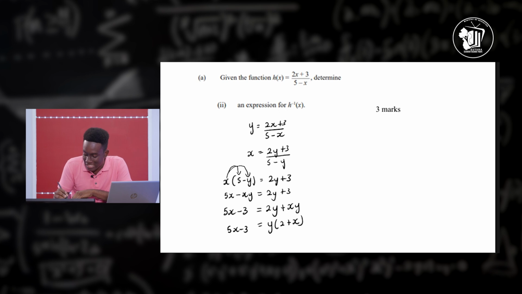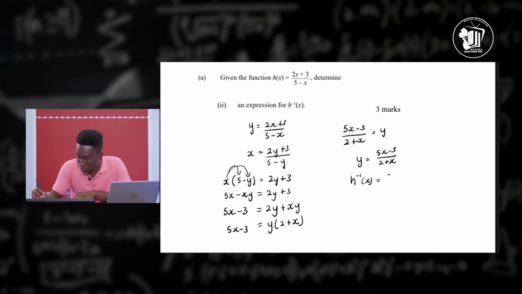So the last step, we just take over the 2 plus x, which is multiplying. When we take it over, it will divide. So we'll have 5x minus 3, all divided by 2 plus x, is equal to y. And last but not least, we write this as y is equal to 5x minus 3, all divided by 2 plus x. Now we replace y with the thing we wanted to find, which is h inverse of x. And this will be equal to 5x minus 3, all divided by 2 plus x. And that is how you work out these kinds of questions.